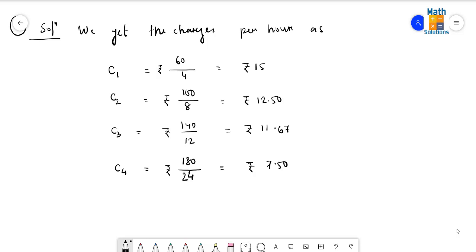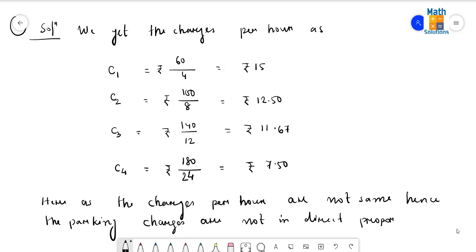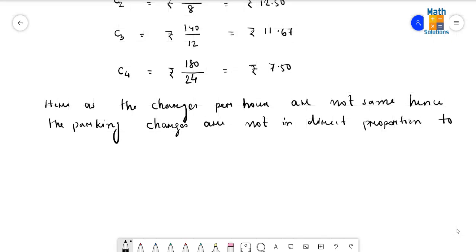So what can we say here? As the charges per hour are not same, hence the parking charges are not in direct proportion to the parking time. So this is the answer.